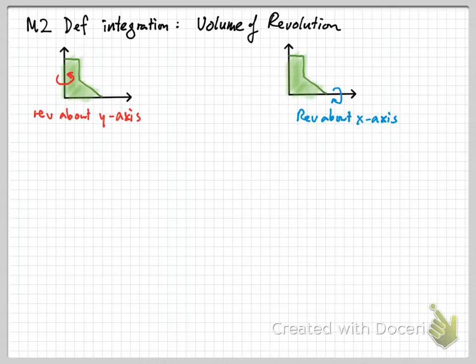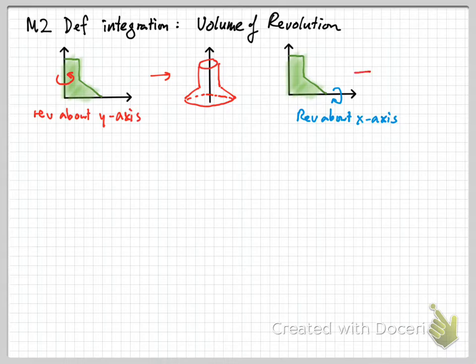If you turn this green region around the y-axis, then you will have something like this. You will have kind of like the shape of a conical flask, with a circular bottom at the top. That is what you get when you rotate it about the y-axis.